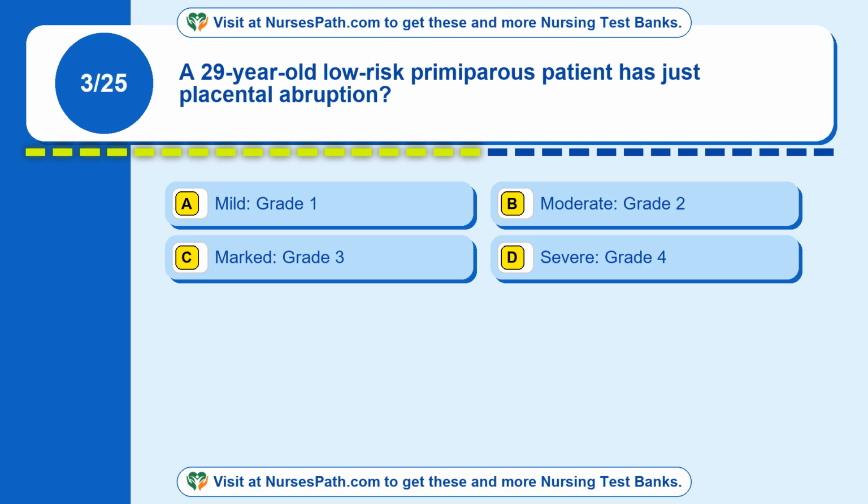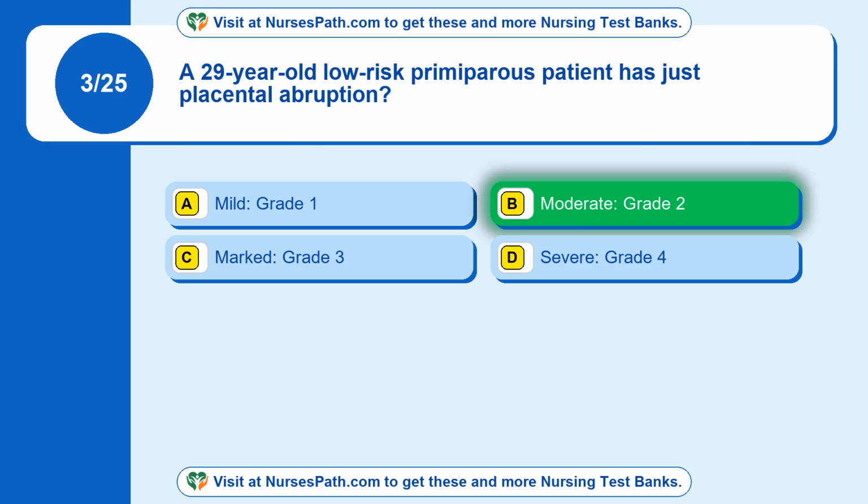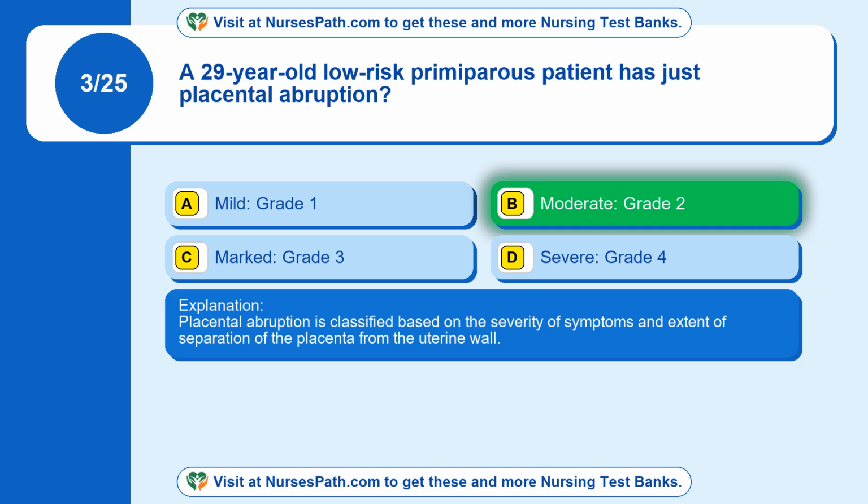Option A. Mild grade 1. Option B. Moderate grade 2. Option C. Marked grade 3. Option D. Severe grade 4. The correct answer is option B. Moderate grade 2. Placental abruption is classified based on the severity of symptoms and extent of separation of the placenta from the uterine wall.